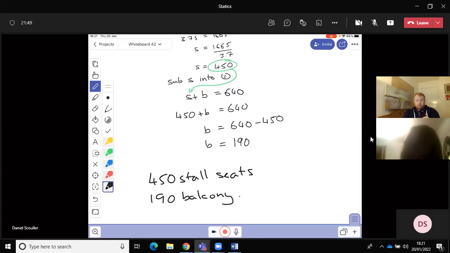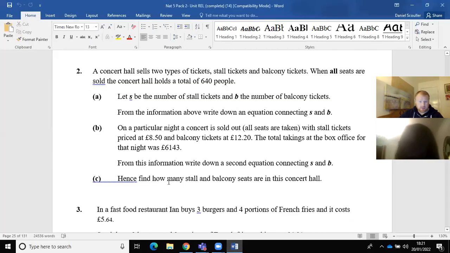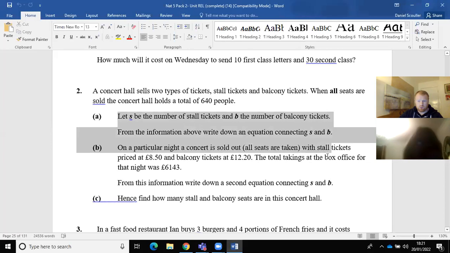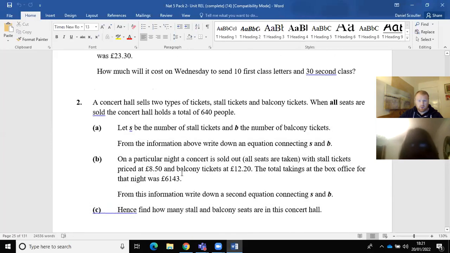Remember the format it's looking for. It's looking for the amount of seats, so it's just a whole number. It's not asking you the cost. Just have a wee check. That's what it's asking, hence, how many. Perfect. So we've answered the exact question. Super.